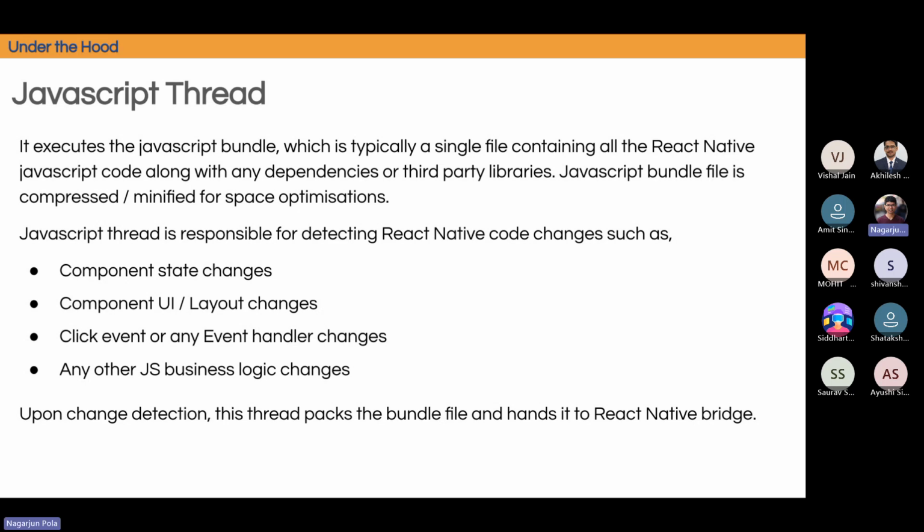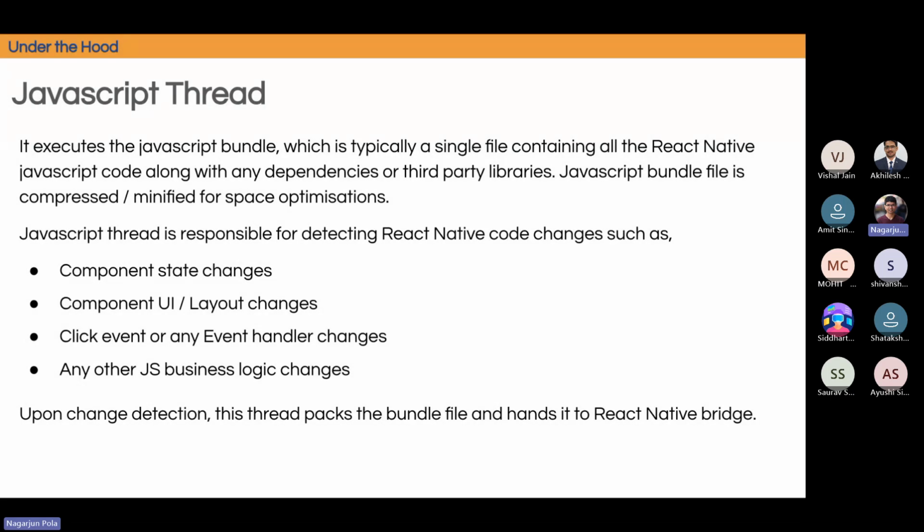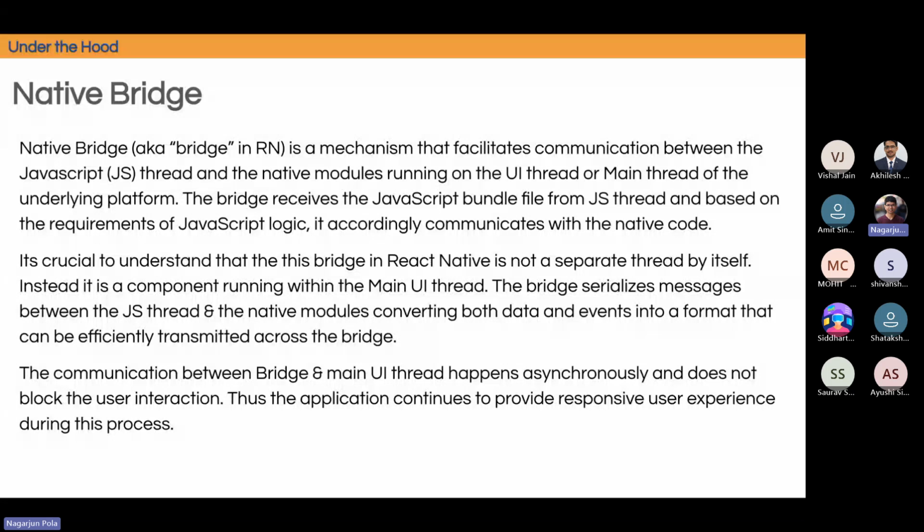And every time this thread detects a change, it packs a new bundle file and passes that through the bridge. We will see what the bridge is. As we saw in the previous slide, the bridge is not a separate thread by itself. React Native Bridge is a mechanism that facilitates communication between the JavaScript thread and the native modules that are running on the UI thread or the main thread, right? This bridge is a program which is present within the main thread, and it is used to communicate with the JavaScript thread. The bridge receives the bundle file from the JavaScript thread, and based on that, it will communicate that to the native code. And it is not running on a separate thread.